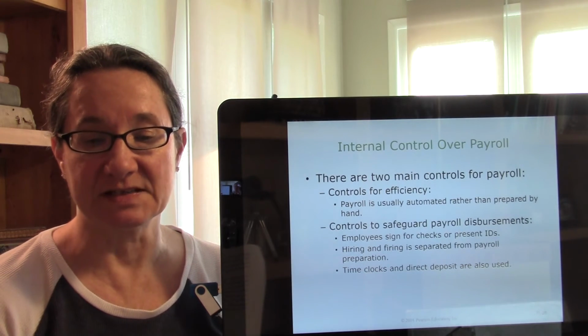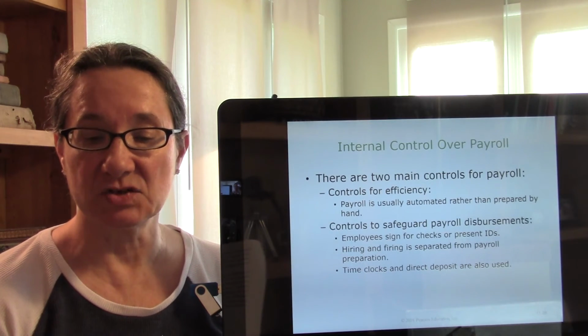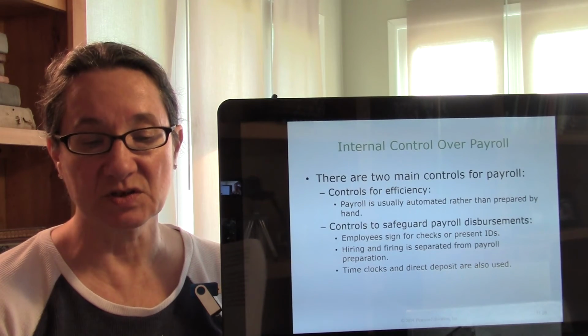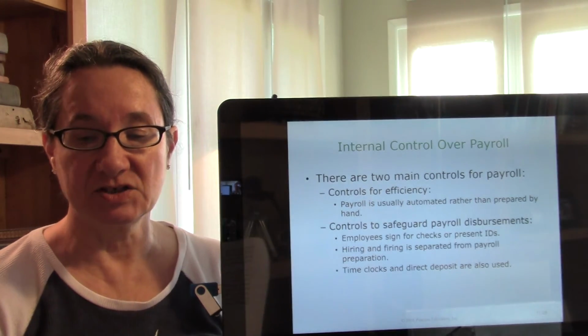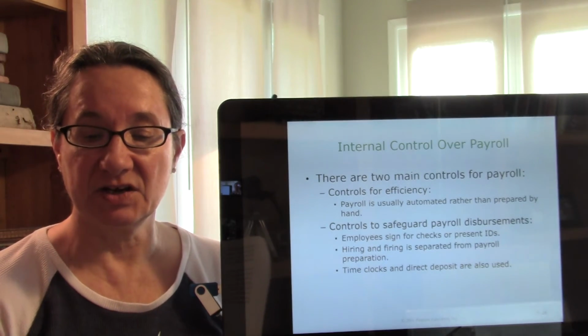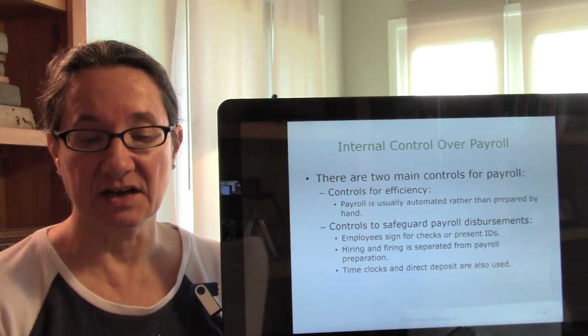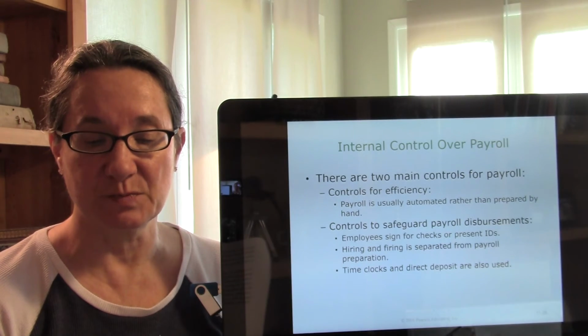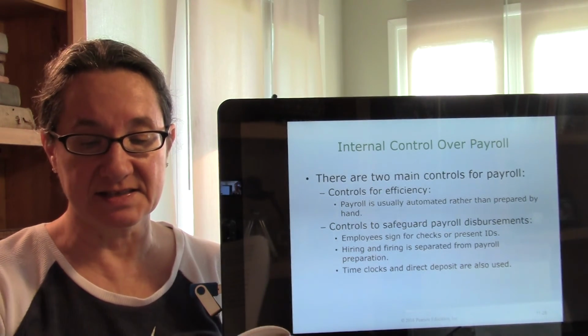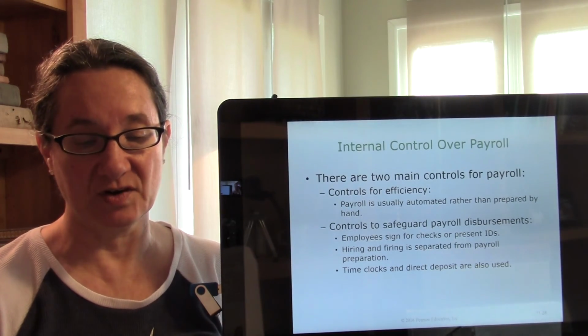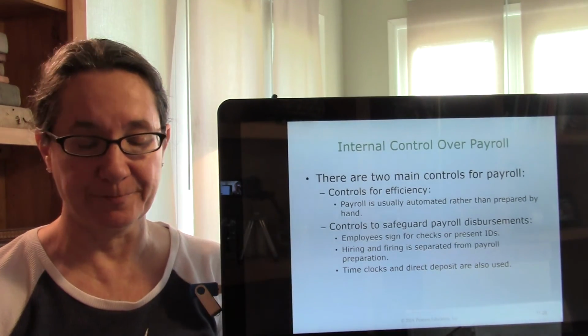A controller of a small business can monitor his or her payroll through personal contact with employees. Right? You know who you've paid. Large companies cannot. A particular risk is that a paycheck may be written to a fictitious person and cashed by a dishonest employee. To guard against this, large businesses adopt strict internal controls for payroll.